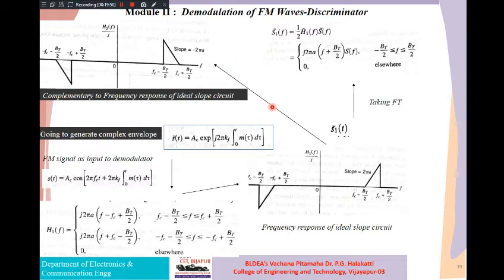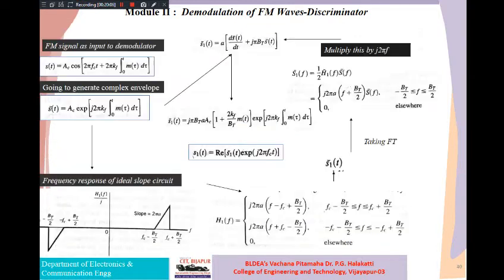Okay. So now you can see here, its exact complementary one we are getting for H2(f) that we are taking. Now what we got, once you take the Fourier transform of this, we are getting this one.